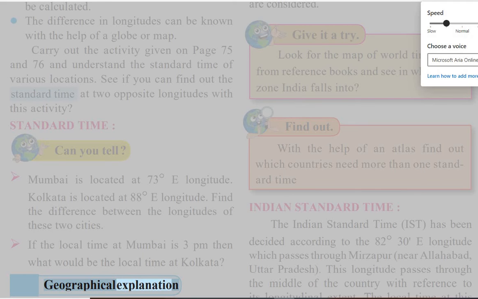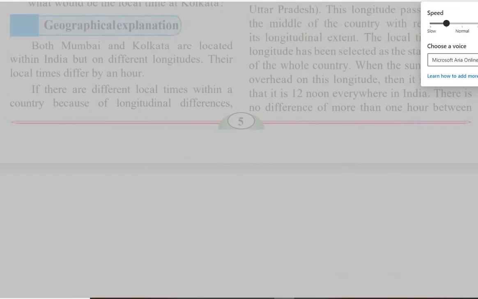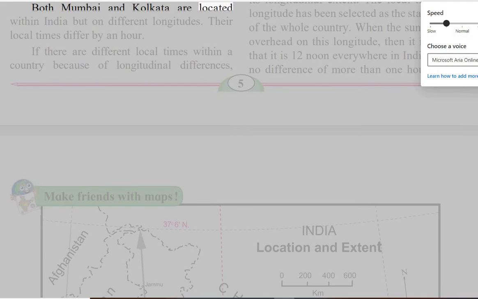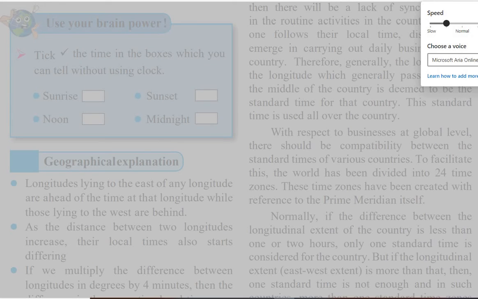Geographical explanation. Both Mumbai and Kolkata are located within India, but on different longitudes. Their local times differ by an hour. If there are different local times within a country because of longitudinal differences, then there will be a lack of synchronization in the routine activities in the country. If each one follows their local time, discrepancies emerge.